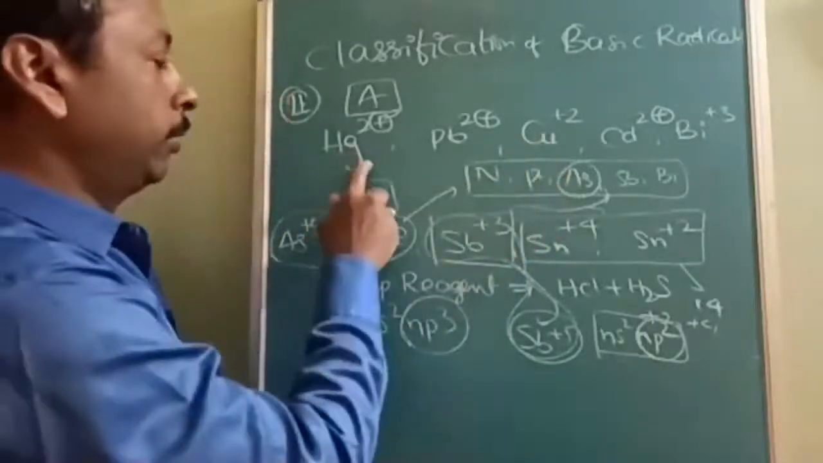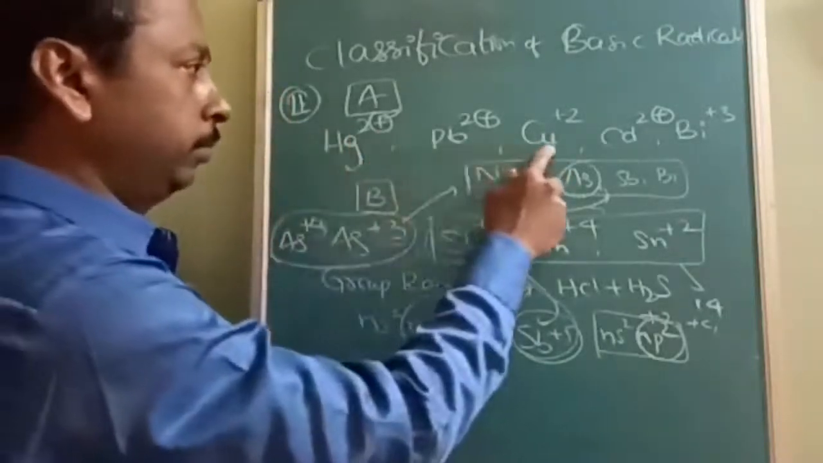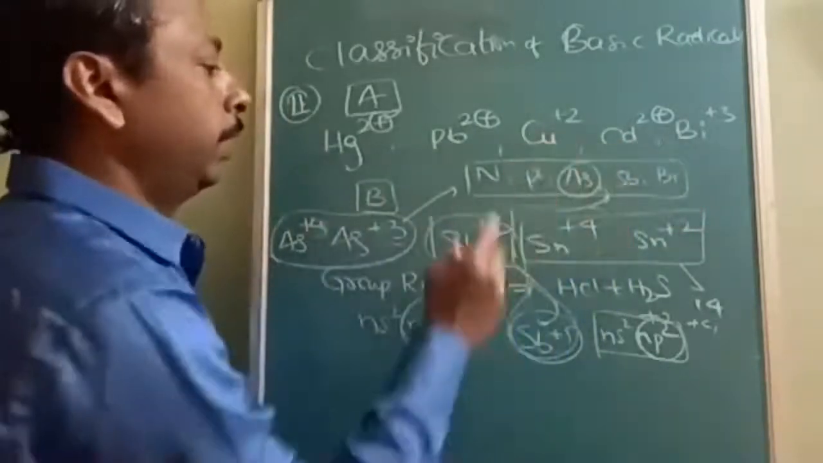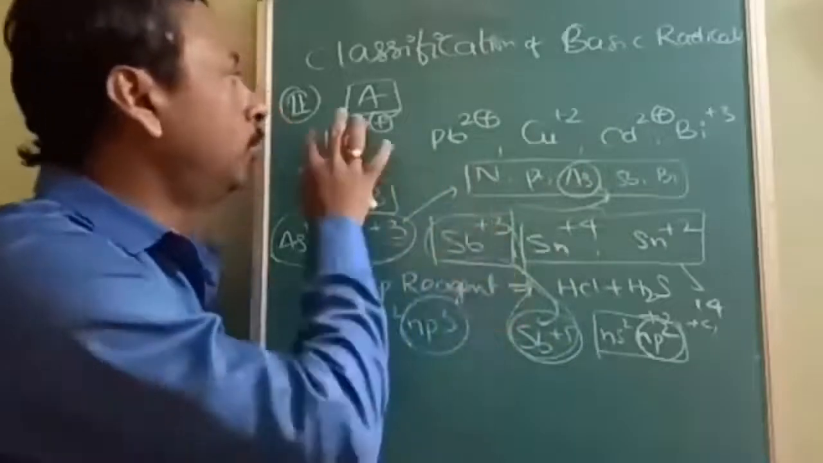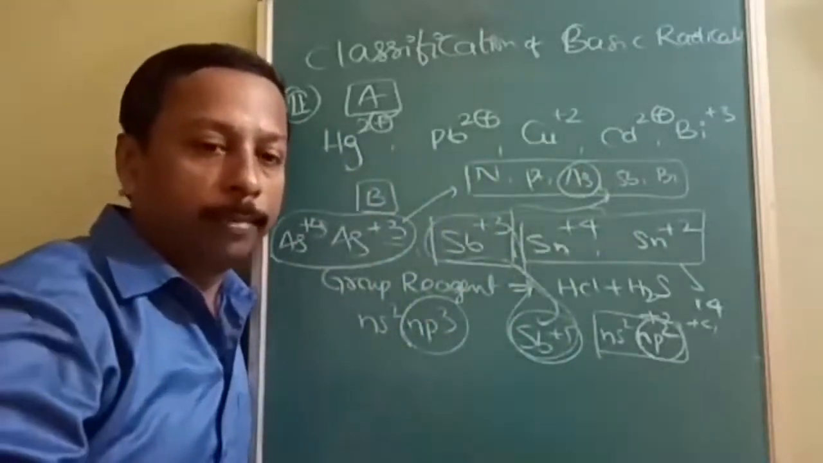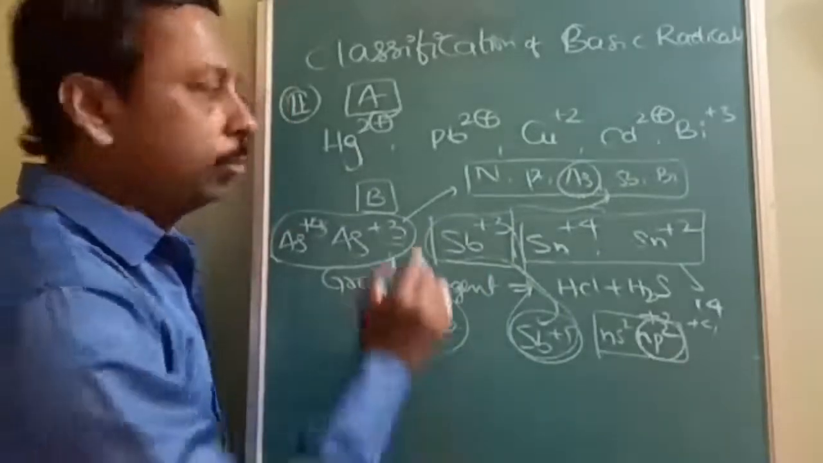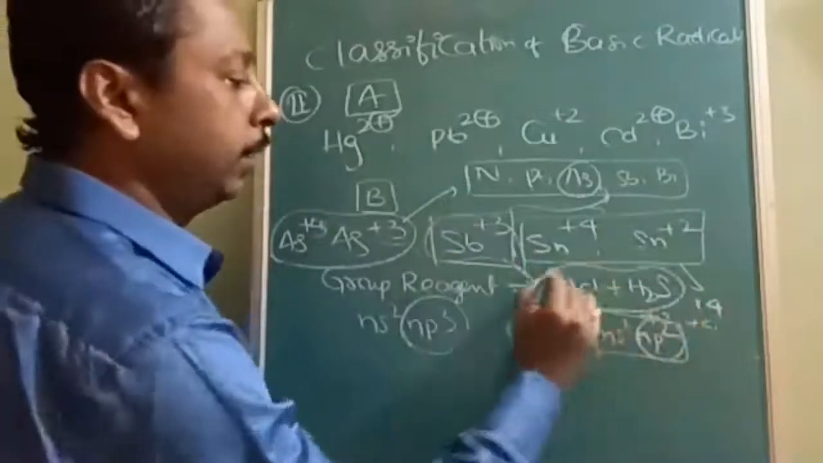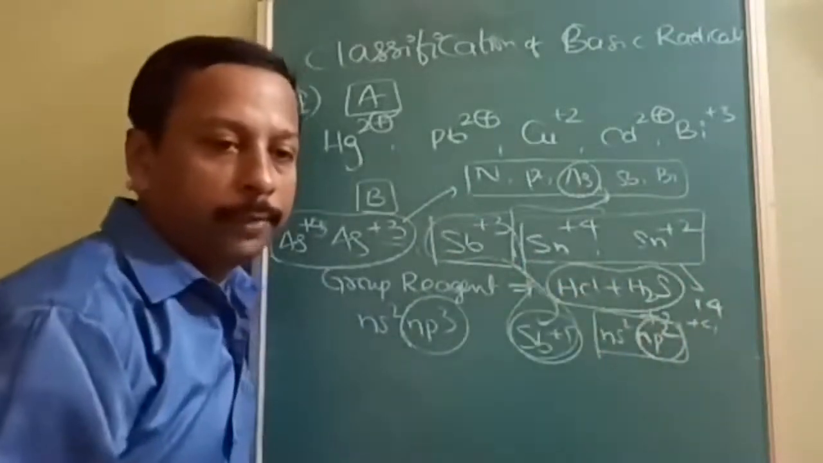Mercuric Hg2+, Pb2+, cupric, Cd2+, Bi3+. These are the A and these are the 6. So 6 plus 5, total 11 ions belong to our second group family. Group reagents for both are the same, HCl. HCl we have already added in the first step.